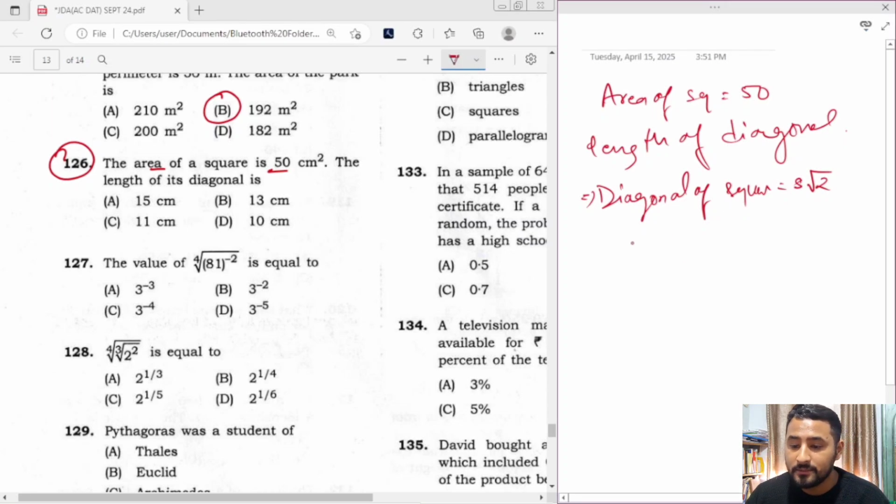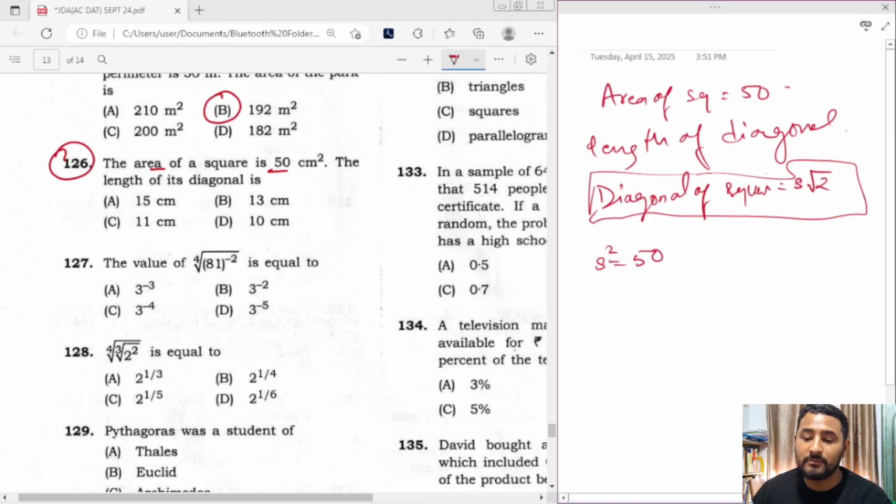So what you can do here is, our side is how much? Area of a square is 50. So how will you get the side from the area of a square? This is the formula I've written, okay? So we need to find the side. If s square is 50, we can take the square root on both sides, and it just gets cancelled. So s will be equal to root 50, right?